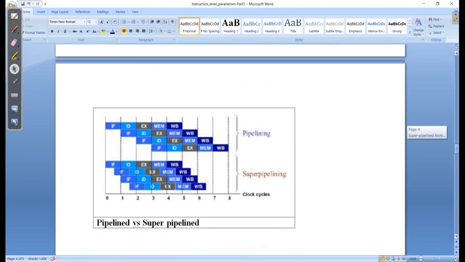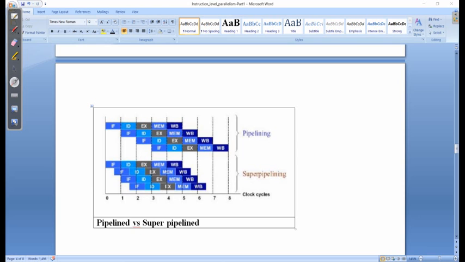Just come to this diagram. The top one is your pipelining. Here you can see that in a clock cycle, just one operation in a stage takes place. For example, in the first clock cycle, you have instruction fetch. In the second clock cycle, you have instruction decode and instruction fetch. Two stages are running parallelly. This was the inherent concept of pipelining.